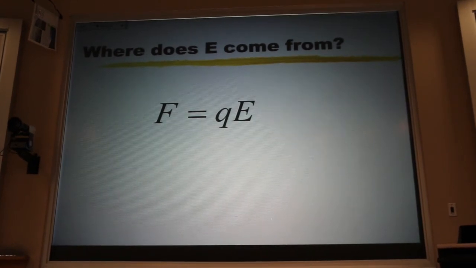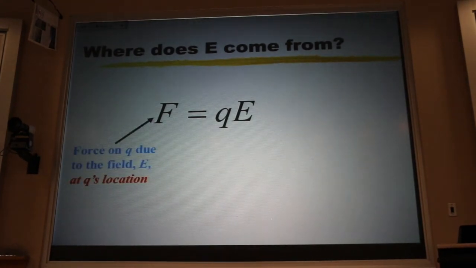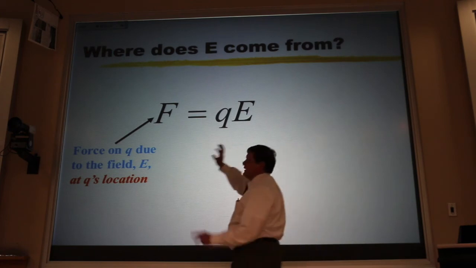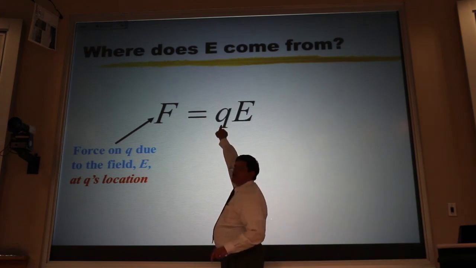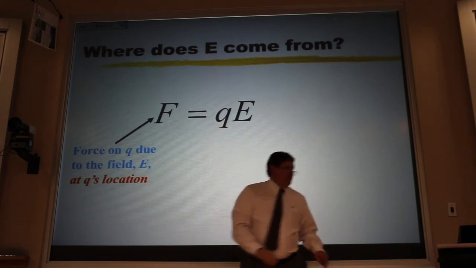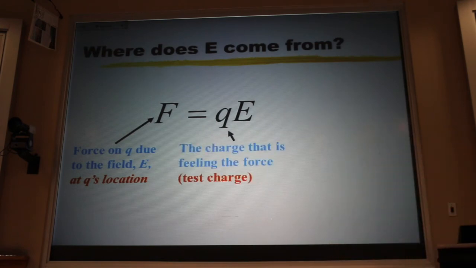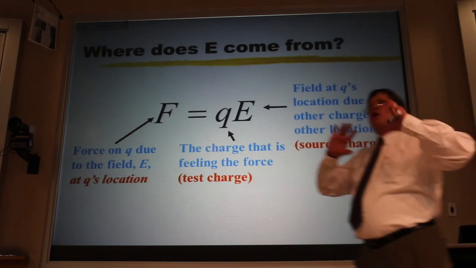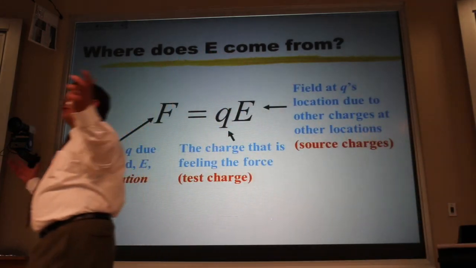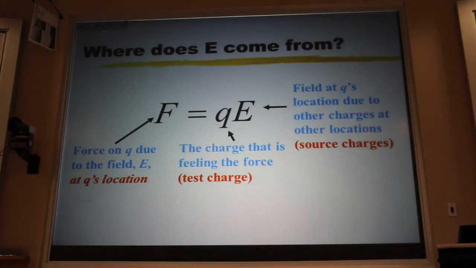We look at this formula. The force that we're calculating is the force on this charge here, the charge that we call the test charge. The one that's actually feeling or experiencing the force. The electric field is created by all the other charges in the universe except for that one charge that we're looking at the push on.